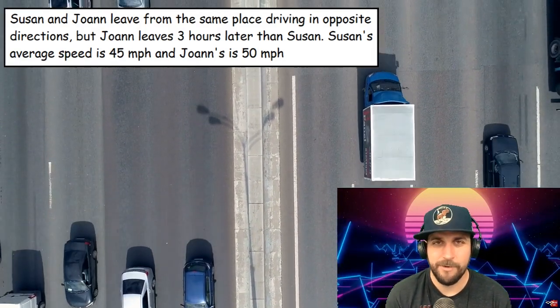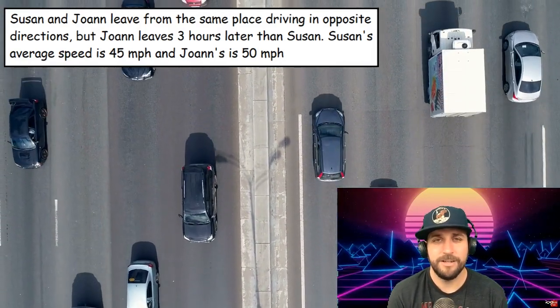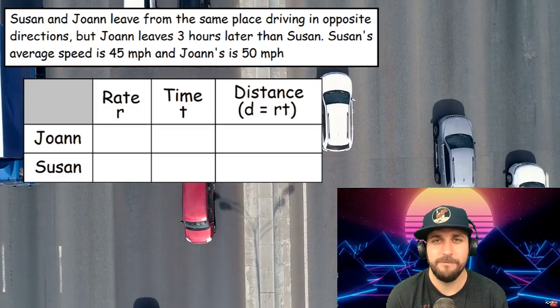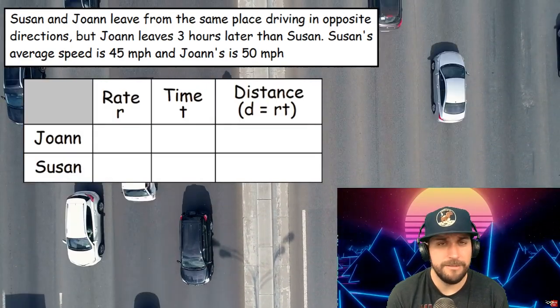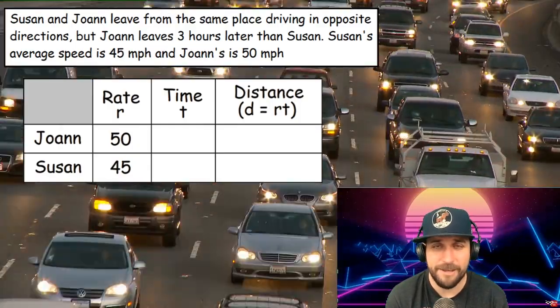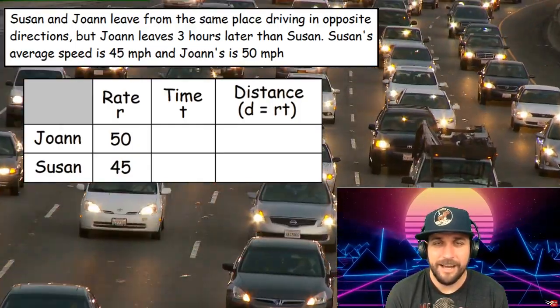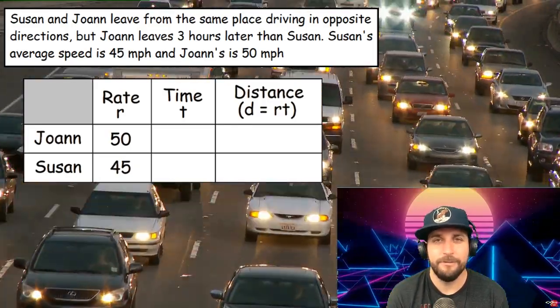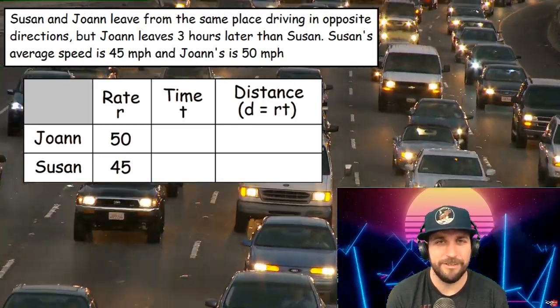Joanne left 3 hours later than Susan. So our table: Joanne, Susan, rate, time, distance. We know both their rates. Joanne, 50 miles an hour, and Susan, 45 miles an hour. It's the time that's tricky. So we know Joanne left 3 hours later than Susan.